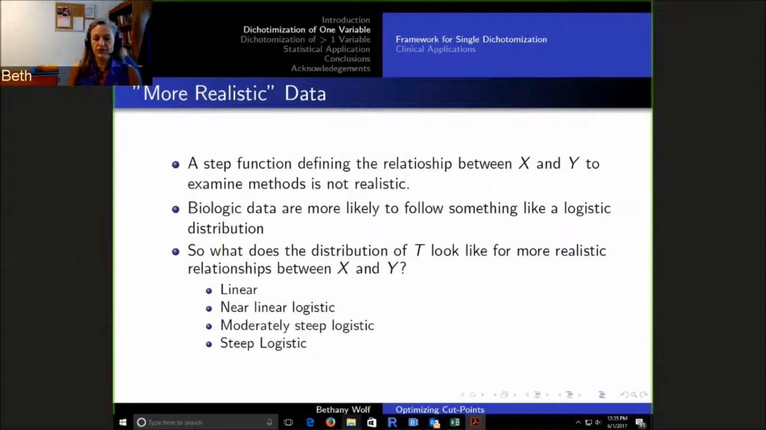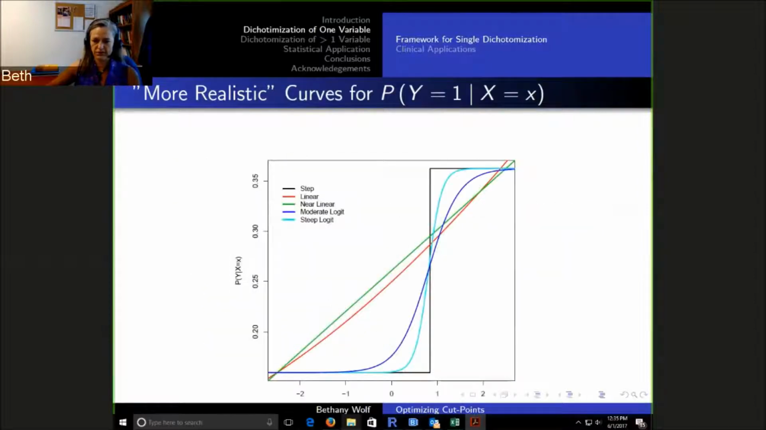So rather than looking at that step function, we considered a couple of other relationships between x and y to figure out what the distribution of our threshold should look like. We looked at a linear relationship between x and the probability that y is 1. A near linear logistic relationship, where, even though the relationship between x and y is logistic, I'm still seeing a nearly linear increase in the probability of y as I increase x. And then we looked at a moderately steep logistic and a steep logistic. I have pictures of all these on the next page to help clarify what exactly that means.